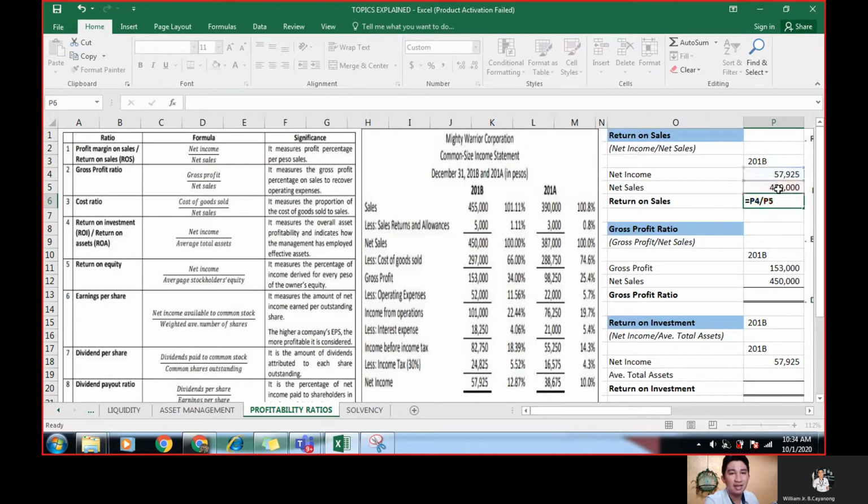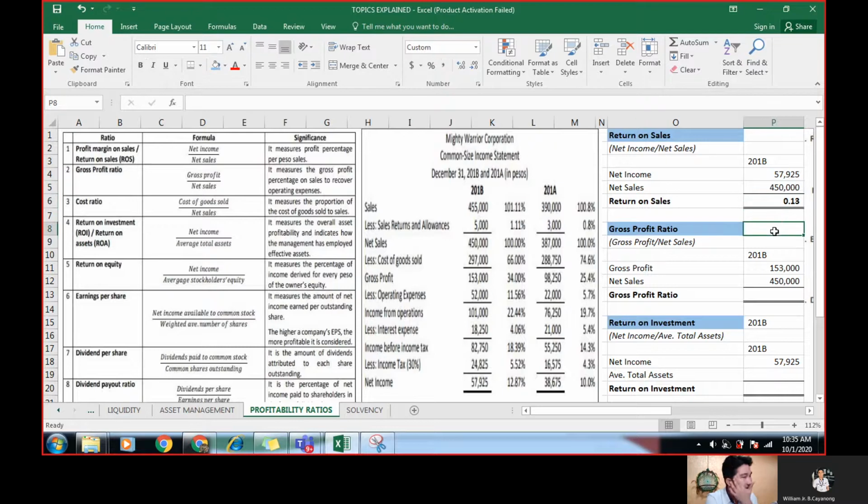Okay, divide lang siya. Zero pa din. It is something to do with the rounding off. Ayan. So, therefore, the return on sales is 13%. So, it is somewhat low, right? Kasi nga, out from your 450,000 na sales derived or generated for a particular period, 57,000 lang yung net income mo. Yung pinaka net talaga. So, that's 13% of your total sales. So, medyo maliit siya. Okay?